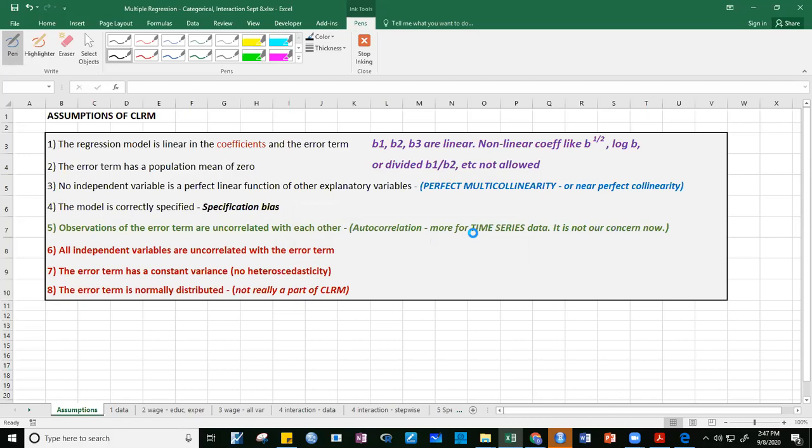Eh, hindi pa pwede yun kasi ang relationship nga ni y at saka ni x is non-linear.